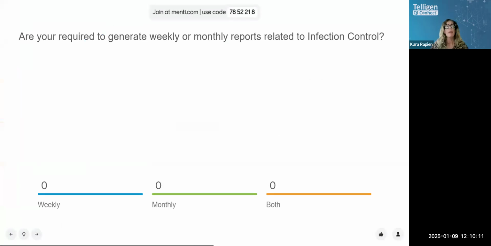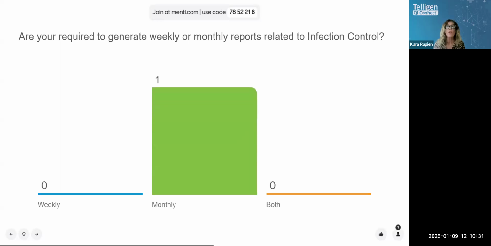So here's our first Menti question. Be sure you have your phone out and you're still logged into Menti. Again, all answers are going to be anonymous, so no one's going to know what you answered. I kind of want to know, are you required to generate any weekly or monthly reports related to infection control? Go ahead, put your answers in.